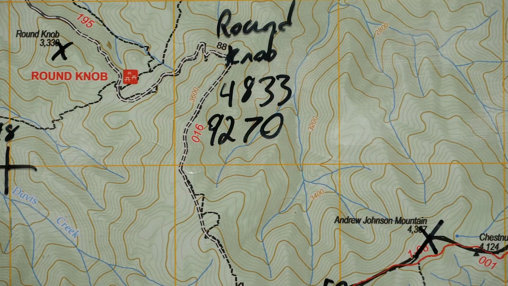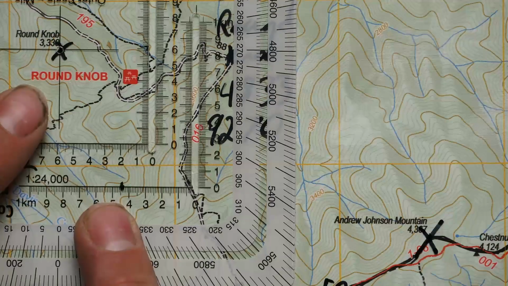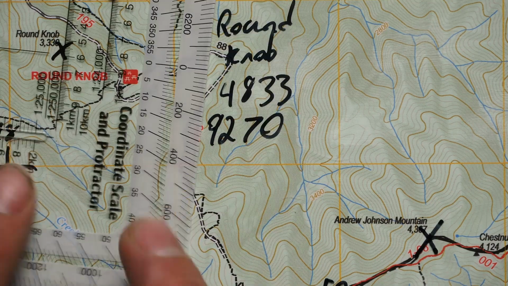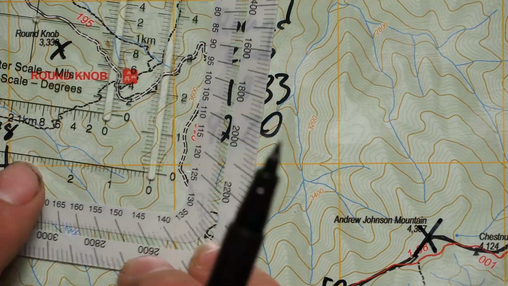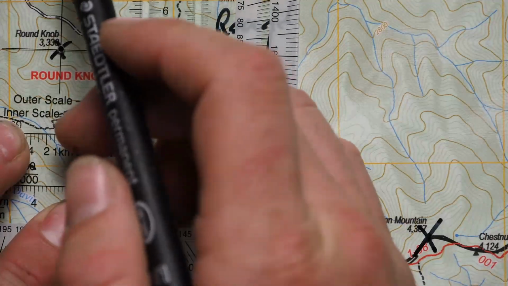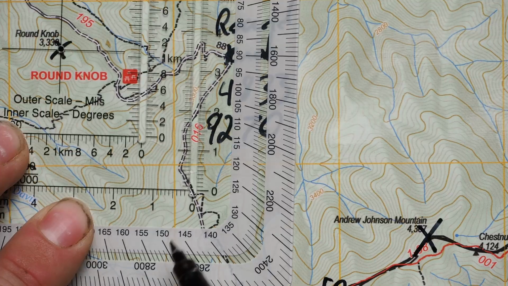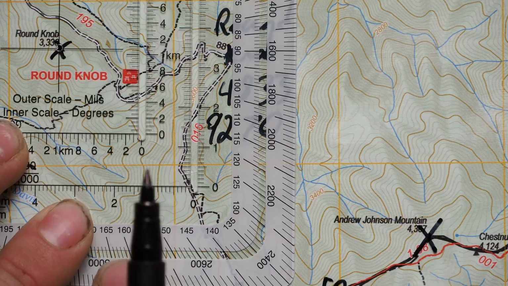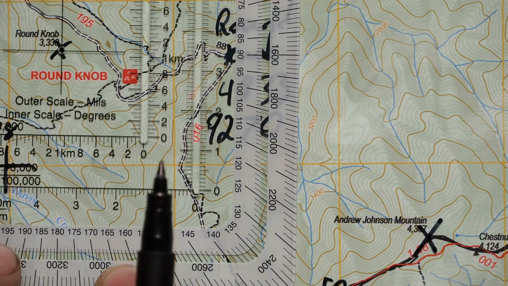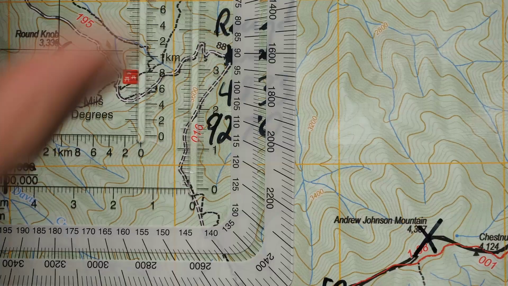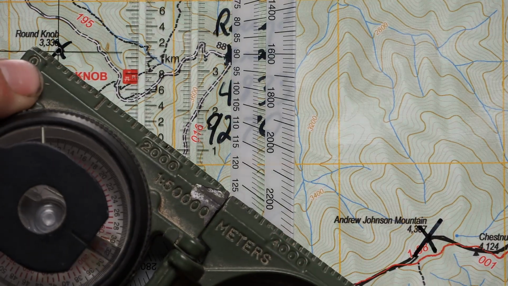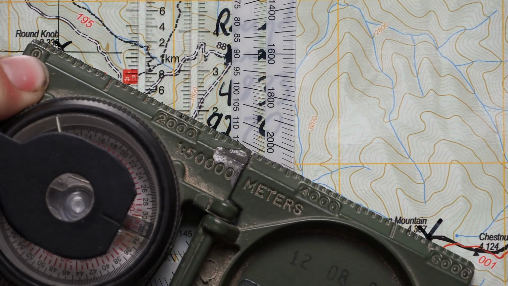So what we can do is take our protractor, center it on Round Knob, which is where we assume that we're starting from. Orient the 0 degrees towards the top. This inside scale is degrees, which is out of 360. The outside scale is milliradians, which is out of 6,200, or 6,400, correction. And then we can take our compass, open it up, use the straight edge to go from Round Knob to Andrew Johnson Mountain.